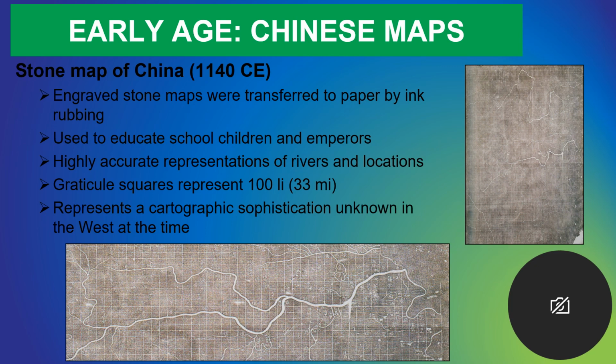Then we have early age Chinese maps. The stone map of China is from around 1140 Common Era. Engraved stone maps were transferred to paper by ink rubbing, and used to educate school children and emperors of that time. They are highly accurate representations of rivers and locations. Graticule squares represent 3,300 miles and represent a cartographic sophistication unknown in the West at that time.